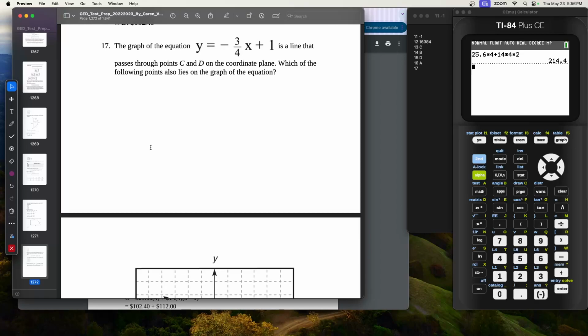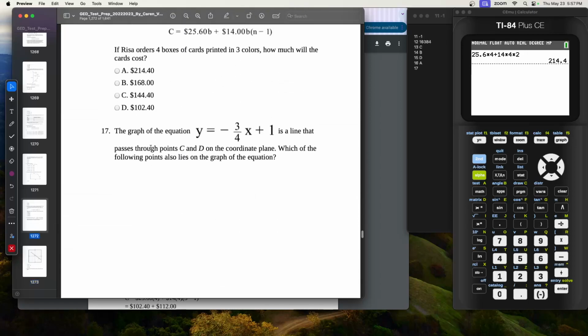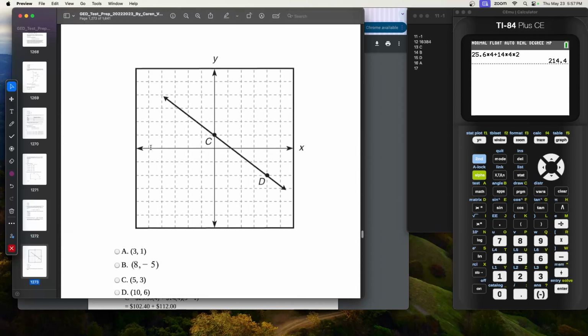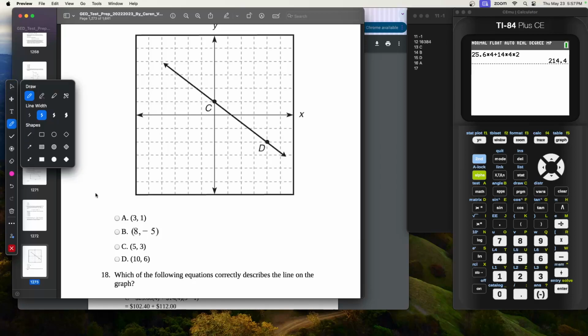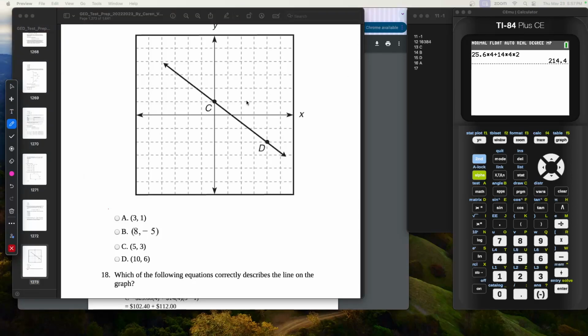We have this graph. Y equals -3/4 x plus 1. Here it is. Okay, which one of these other points also falls on this graph? We have 3, 1. All right, so hopefully everyone knows that the first number is the x coordinate, second number is the y coordinate. Yeah, so here, this one's A, 3, 1.